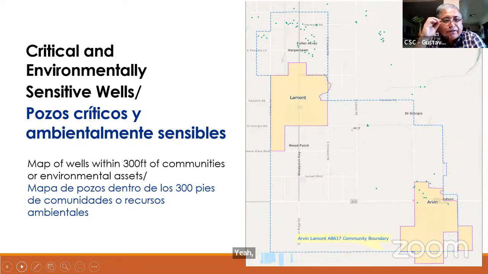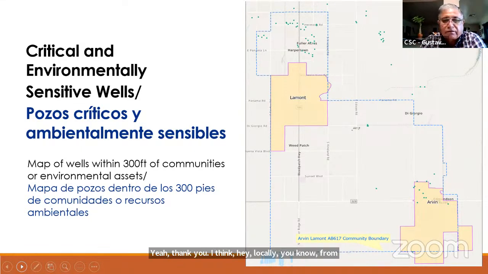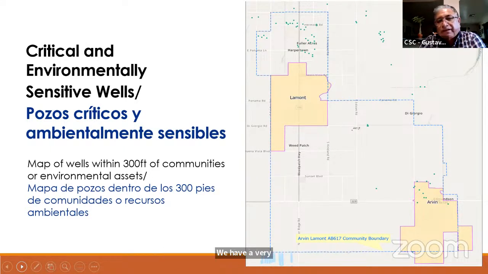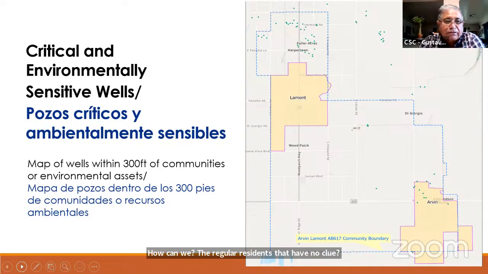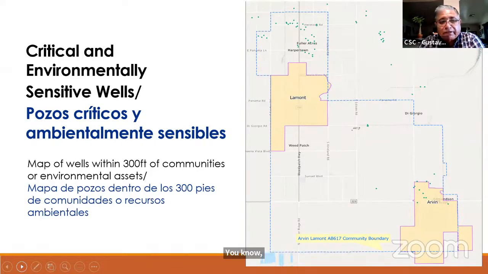I think here locally, from the community and the organizations, we have very few, maybe one or two members of the community and organizations that went to trainings and learned how to identify abandoned wells and all of that. Is it possible that you can at least give us some tips on how we, the regular residents who have no clue, can recognize how those wells look? I see wells, but I don't know which ones are operating or not operating, and being able to report them to your agency for inspection would help. I don't know if you can do that now.